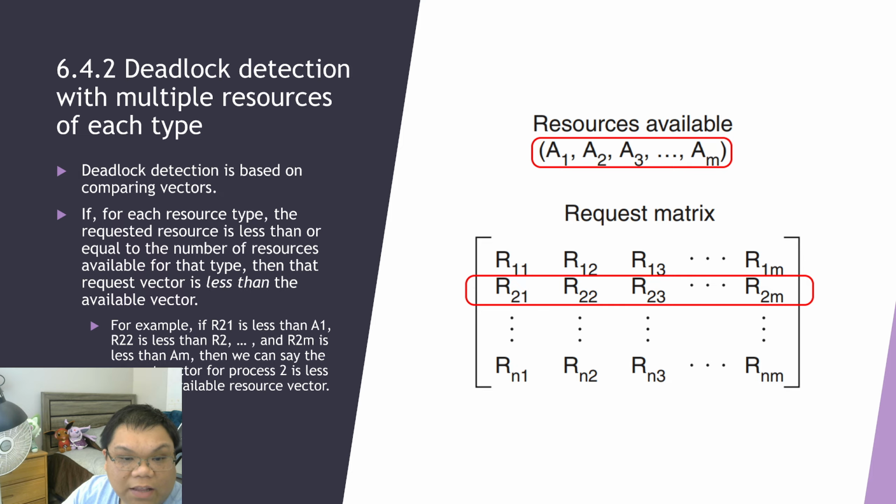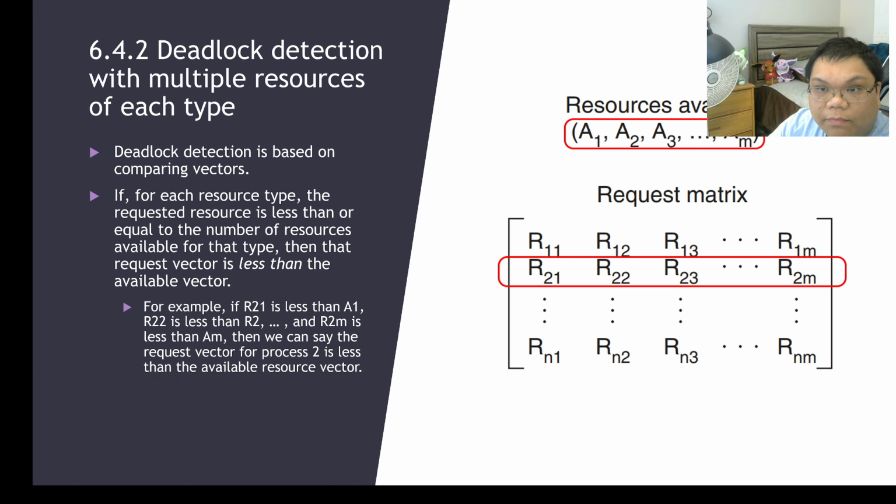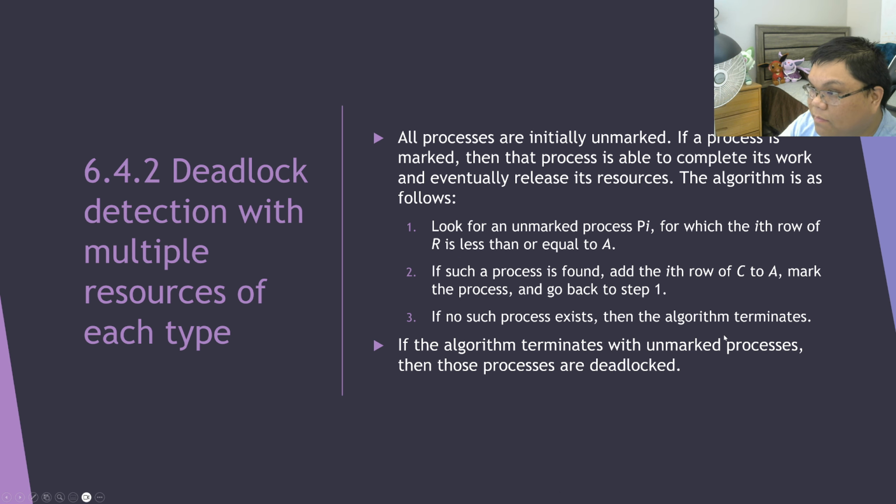Deadlock detection is based on determining whether some requests can be fulfilled. We say that a request vector R is less than A if, for each corresponding value, that value in R is less than that value in A. And this is the algorithm for deadlock detection.